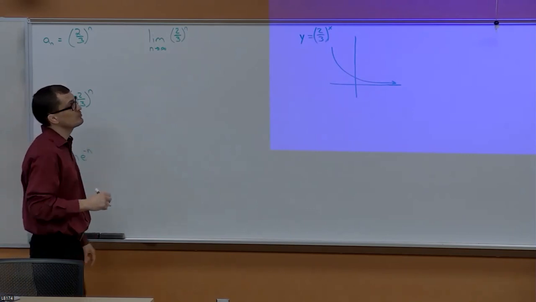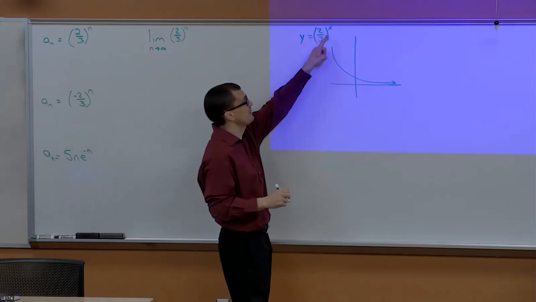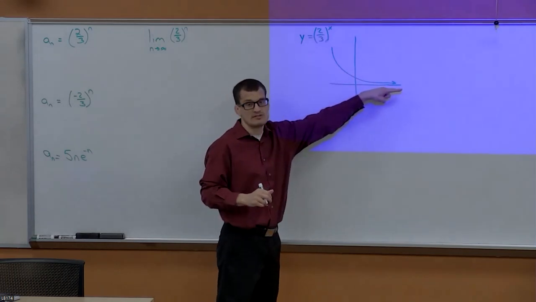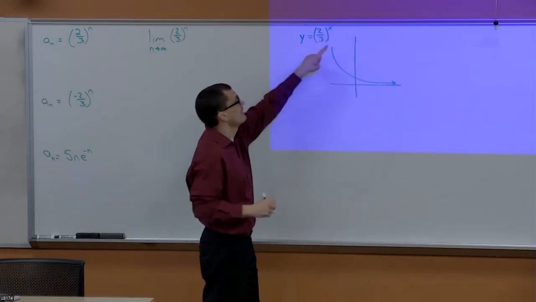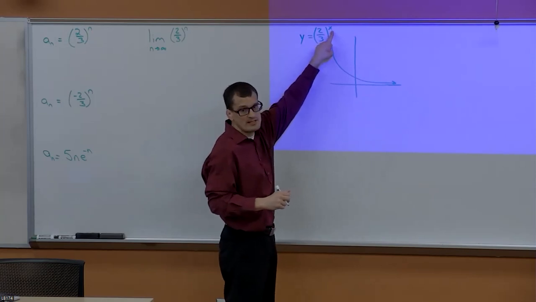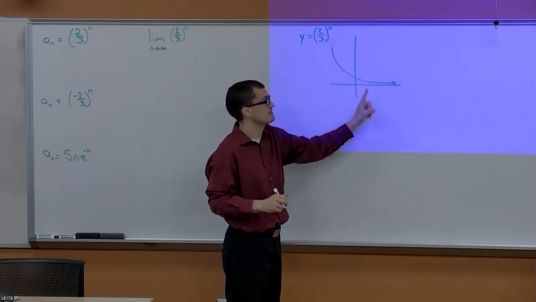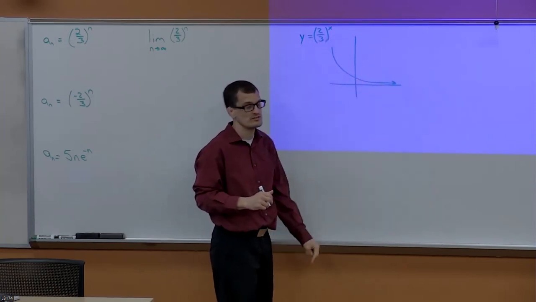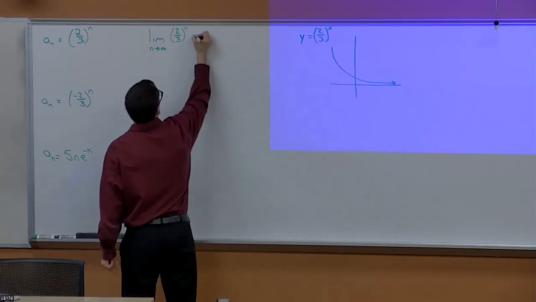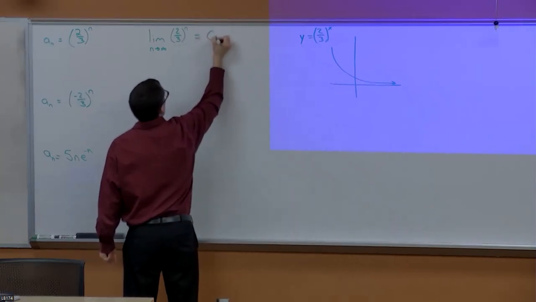So since y equals 2/3 to the x power is going towards the x-axis, well, if we restrict the domain just to positive integers, then it's still going towards the x-axis. It'll start here and go towards the x-axis. So this limit is equal to zero.